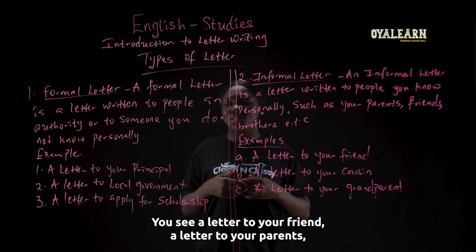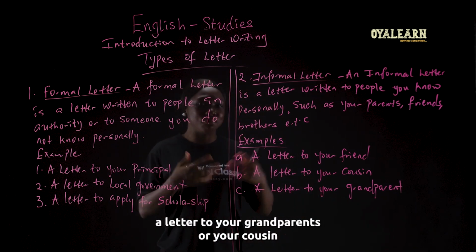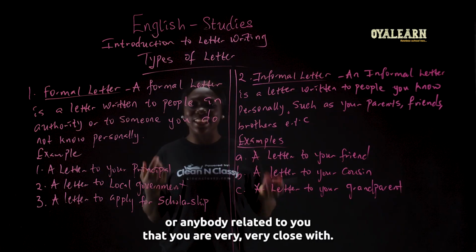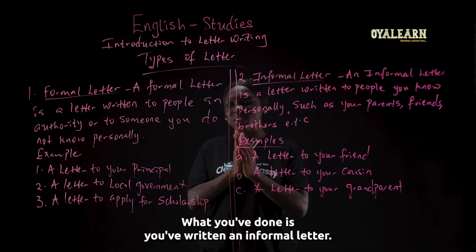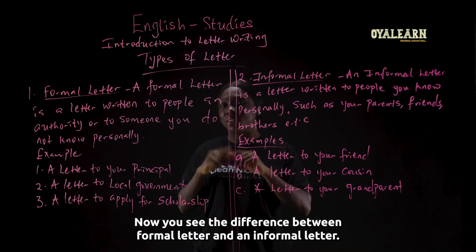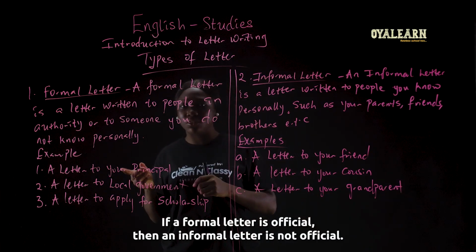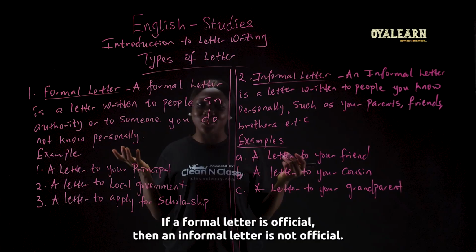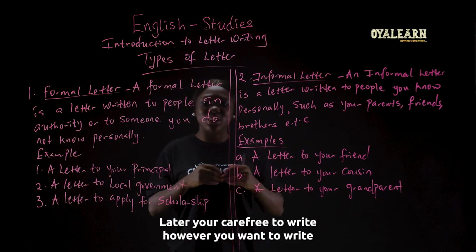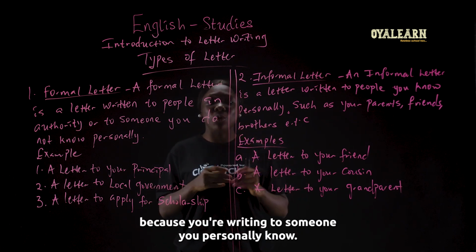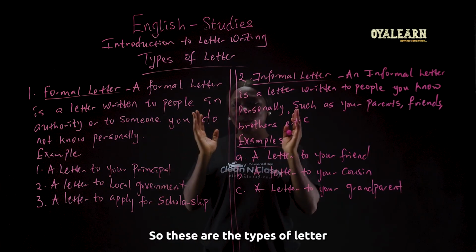Examples of letters like that are a letter to your friend, a letter to your parent, a letter to your grandparent or your cousin or anybody related to you that you're very, very close with. What you've done is you've written an informal letter. Now you see the difference between a formal letter and an informal letter. If a formal letter is official, then an informal letter is not official. If a formal letter is direct, you have to be polite. With an informal letter, you're carefree to write however you want to write because you're writing it to someone you personally know. So these are the types of letter.